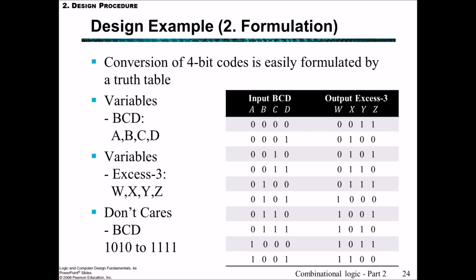We write out the formulation of this by putting the truth table down, and this formulates how we would turn the input variables A, B, C, D, which are the BCD codes on the left-hand side of this table, to the output variables W, X, Y, and Z on the right-hand side. Also important is to mention where the don't cares are. The don't cares are obviously for values 10 to 15, that is, 1010 to 1111.